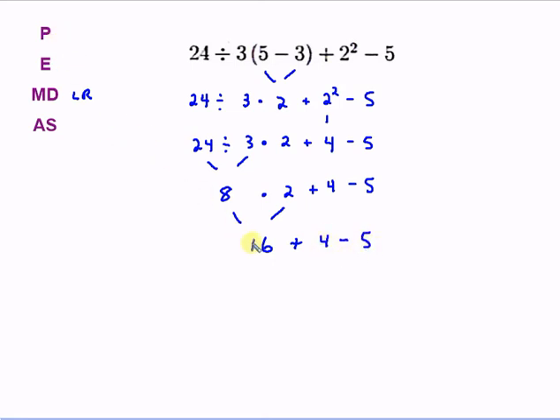No more parentheses, no more exponents, no more multiplication and division. We do have addition and subtraction, and those also go left to right. So we'll start on the left. 16 plus 4 is 20. And that leaves us with 20 minus 5, and we are left with 15. 15 is the answer to our problem.